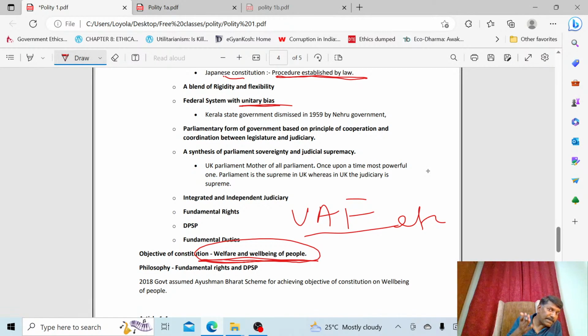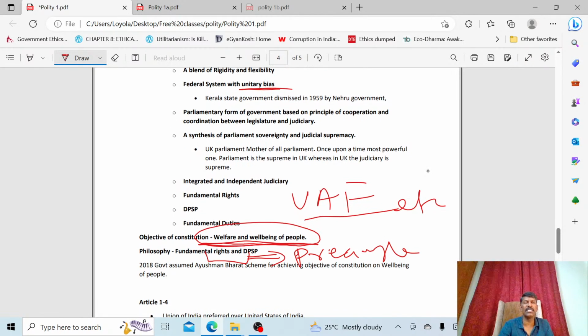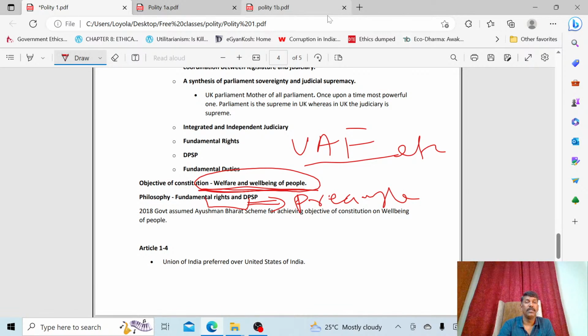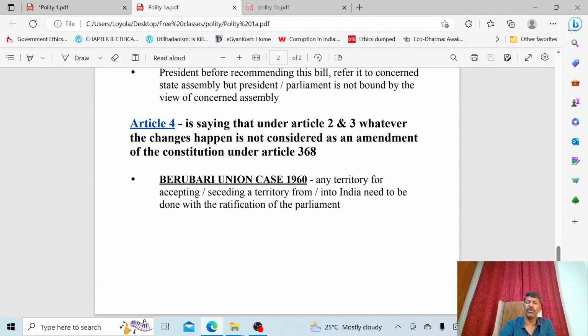And when I look into the philosophical perspective of the Constitution, I can say fundamental rights aligned with the principles of DPSP, through the prism of the Preamble, act as a philosophy of the Indian Constitution. Fundamental rights aligned with the DPSP on the basis of the values and ethos the Preamble wants to insert into our Indian Constitution. Based on that, I can say this aspect is considered the philosophy of the Indian Constitution. Okay, these are all the points I can make when I discuss the salient features of the Indian Constitution.